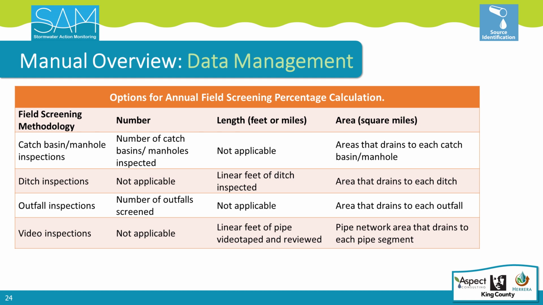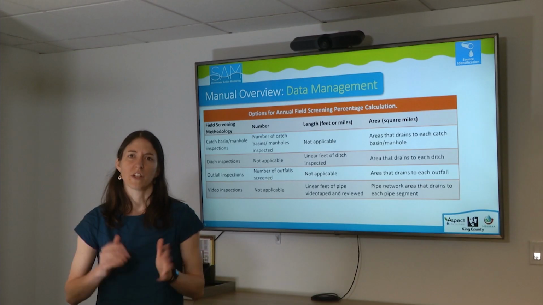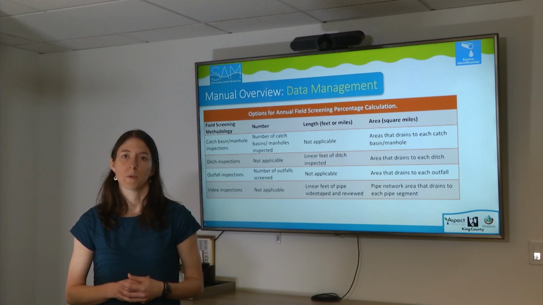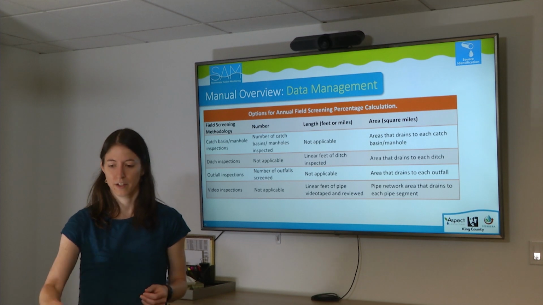There's a couple here that say not applicable for length, but what you could do for catch basin manhole inspections or outfall inspections is just use a calculation metric. And there's a footnote on the table in the manual that says basically you could look at, for example, 0.2 miles of linear conveyance could be applied to each catch basin or outfall, but you'd have to look at your system and see what number makes the most sense for your system there.